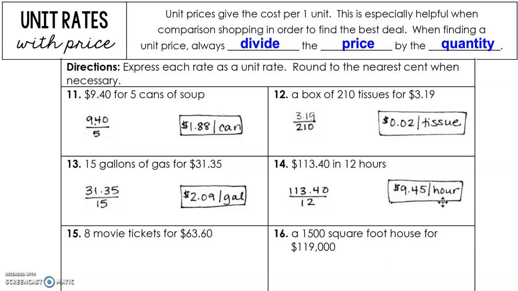All right, 8 movie tickets for $63.60. So we have the $63.60 that goes on top, divided by the 8 movie tickets. And what's the cost per movie ticket? It is $7.95.